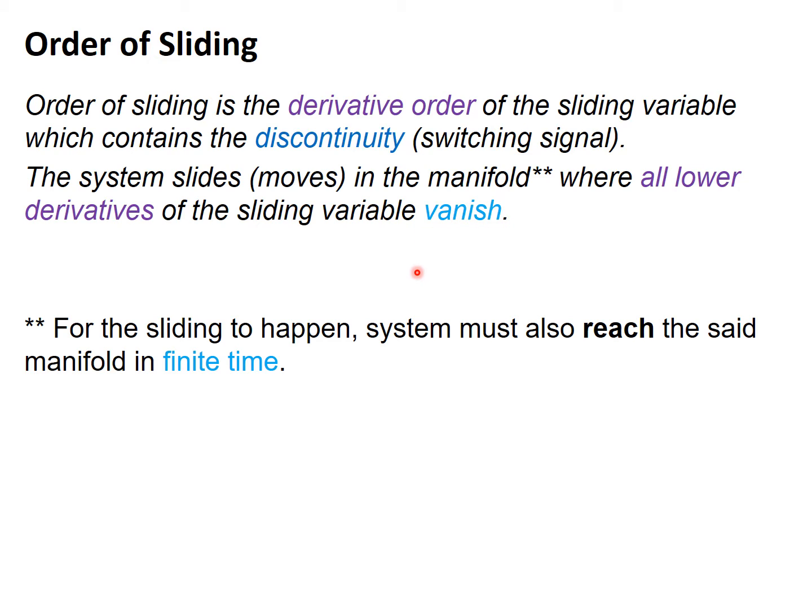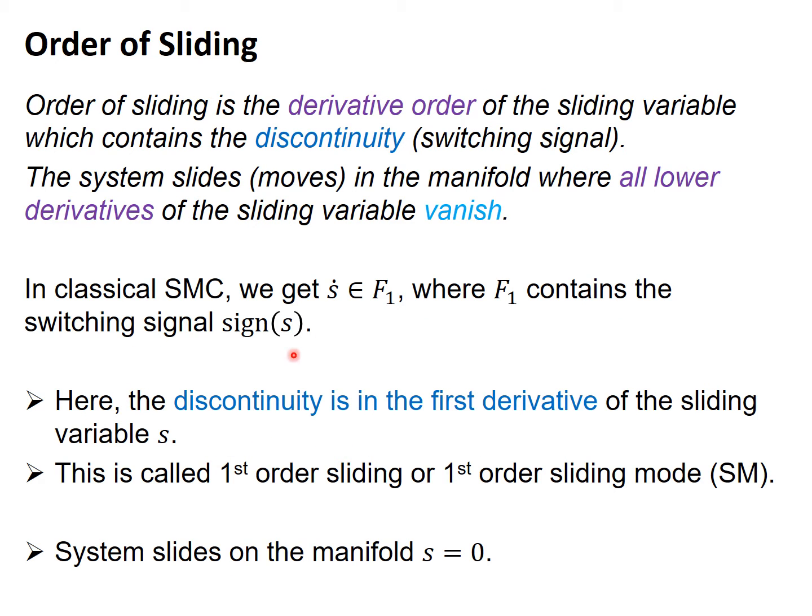So, let us first check what we know, which is the first order sliding or the classical sliding mode control, and how this fits into this definition. The first order sliding, how it fits into this definition of sliding mode order. Next. So, you see in the classical sliding mode control, what we have? We have S dot in something which is F1. F1 is a discontinuous right hand side. That is why it is an inclusion, not an equation. F1 contains the switching signal sign S.